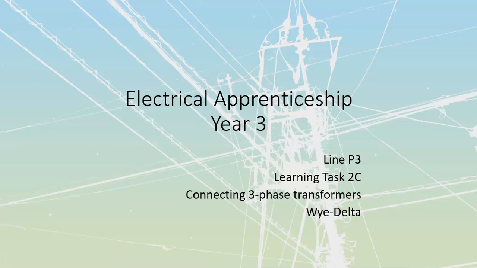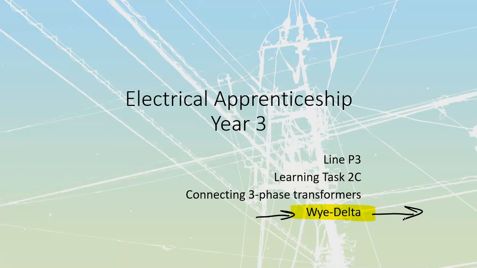Okay, we're working on line P3 learning task 2, and this is the third video, and this video is going to be tough. It's going to be tough for you to follow because there's a lot of small similarities and differences between what we are going to be doing today from one connection that we're going to make over to the other. And what we're doing is we are working on Y to delta connections over here, where we have got a Y input and a delta output.